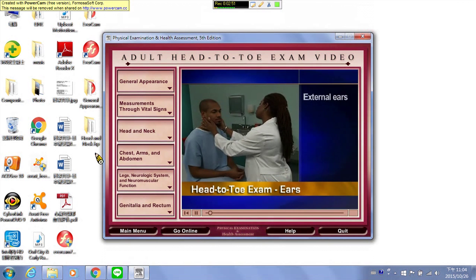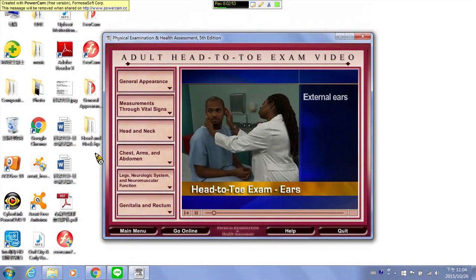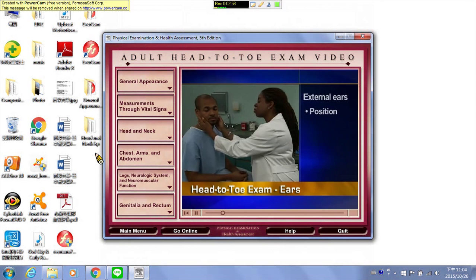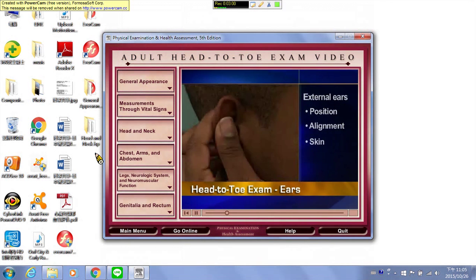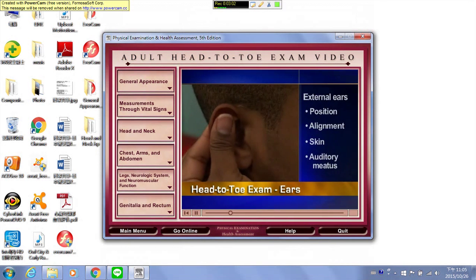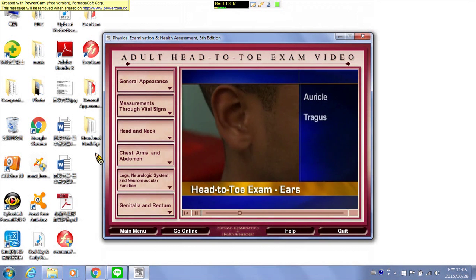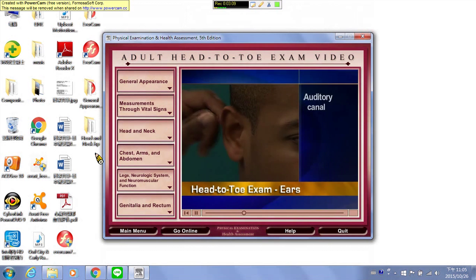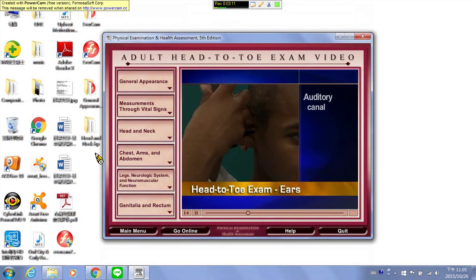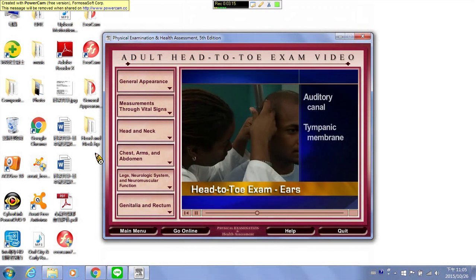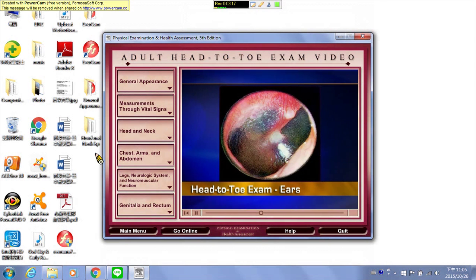With normal room lighting, evaluate the ears. First, inspect the external ears, noting their position, alignment, skin condition, and auditory meatus. Next, move the auricle and push on the tragus to detect any tenderness. Using an otoscope, observe the auditory canal. Also inspect the tympanic membrane, noting its normally pearl gray color, position, landmarks, and integrity.